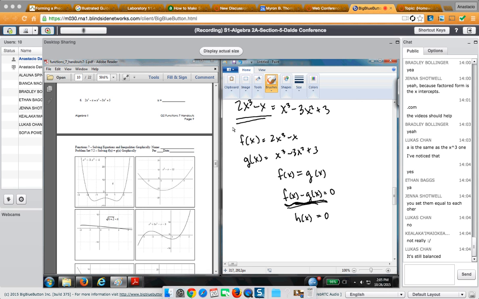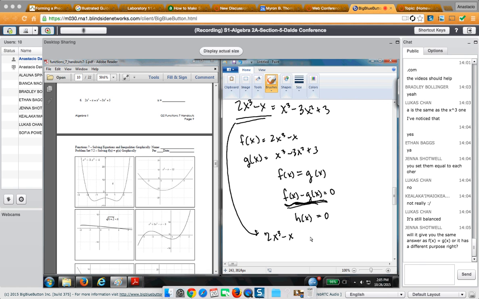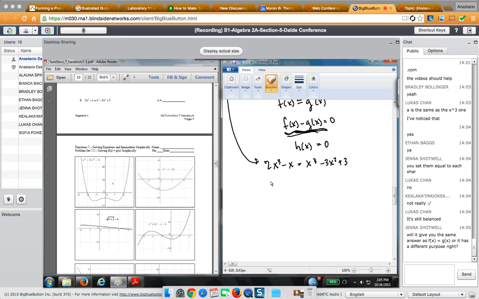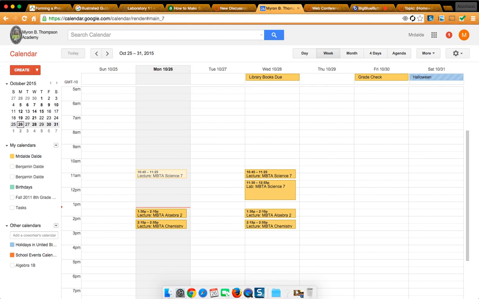So, what I'm going to do is take my original equation. Here's my f of x, and I'm going to set it equal to g of x. Then I'm going to move everything over to the left-hand side: 2x cubed minus x cubed plus 3x squared minus 3 equals 0. Will I get the same answer? Yes, it gives me the same answer because I didn't do anything mathematically crazy to it.